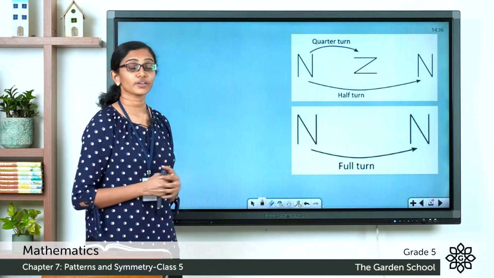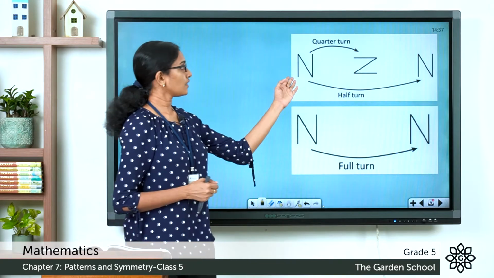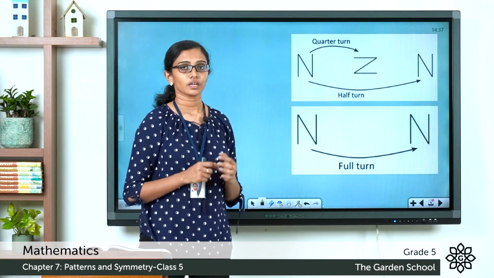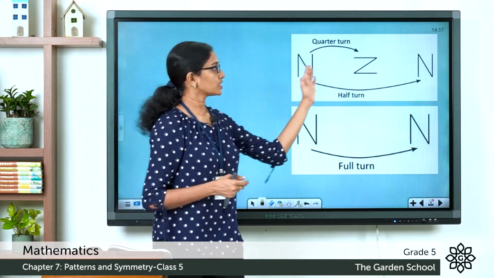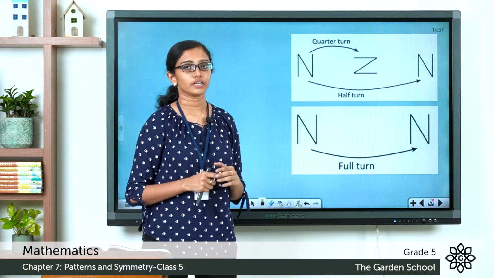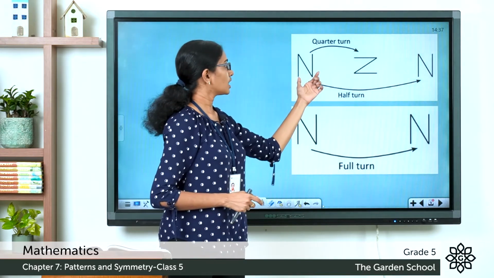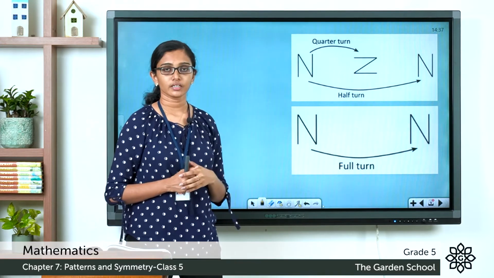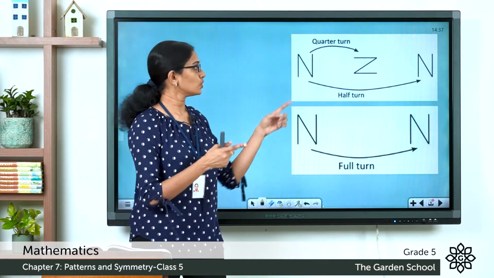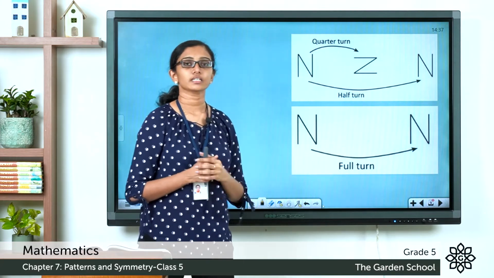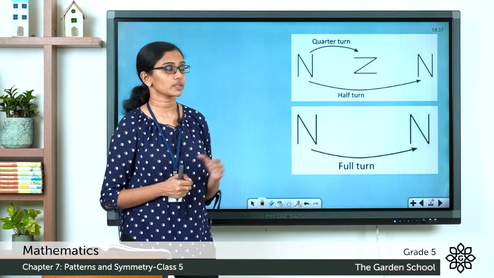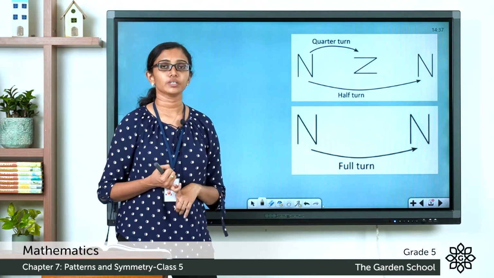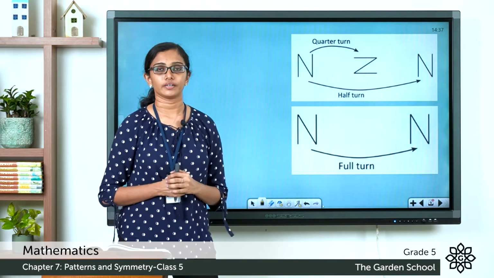Now, here you can see the letter N. After a quarter turn, or a 1/4 turn, it looks like this. It again goes through a quarter turn. So, now it has gone through a half turn. Now, the half turned image looks exactly the same as the first image. When you keep rotating it, after a full turn, it looks exactly the same as the first image. So, the letter N looks the same after a half turn or 1/2 turn and after a full turn.